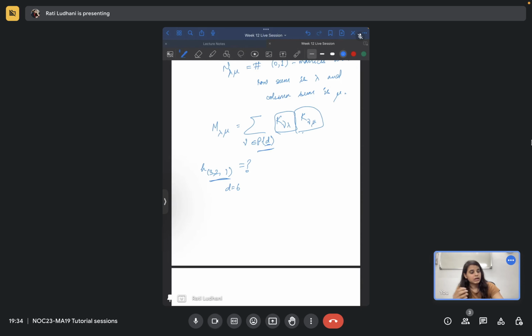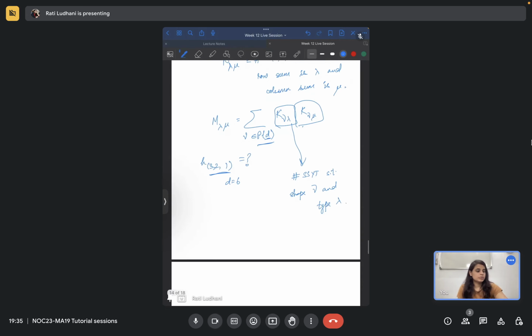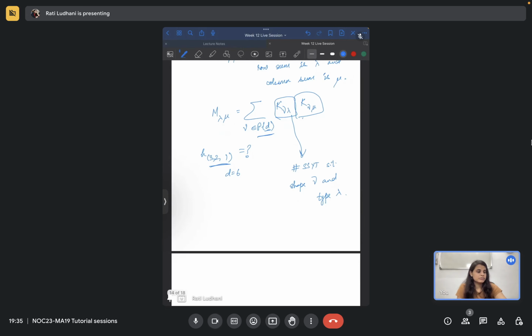And what is K nu lambda? K nu lambda is the number of semi-standard Young tableaux such that the type is nu and the shape is lambda. Sorry, that way around. So this is the shape, and this is the type. So let's see what we can get.